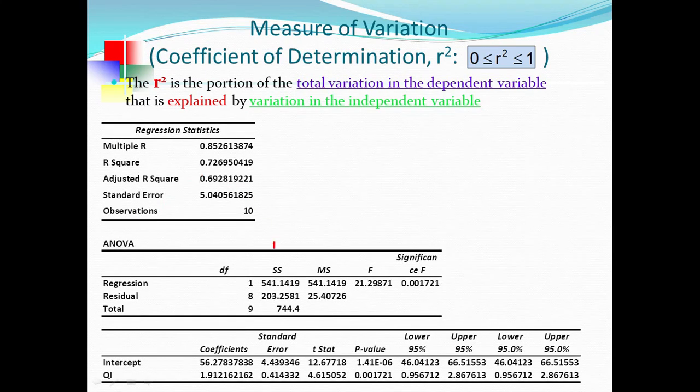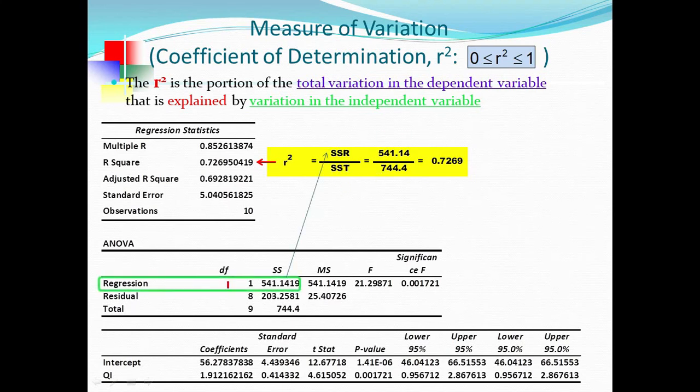So let's look back at this statistical output. Where can we get the R square? This is the R square, 0.726. By calculation, we have two options. First is using SSR divided by SST, as shown here. We can get from the ANOVA table here, SSR, the sum of squares regression, 541.14, divided by SST, the sum of squares total, 744. So this is how we get 0.7269.